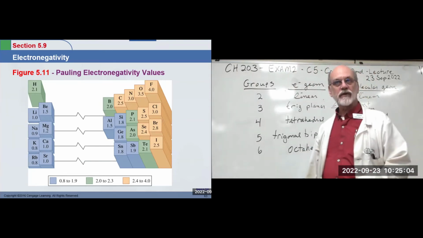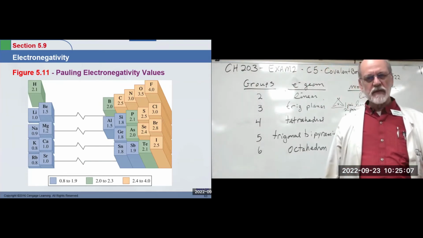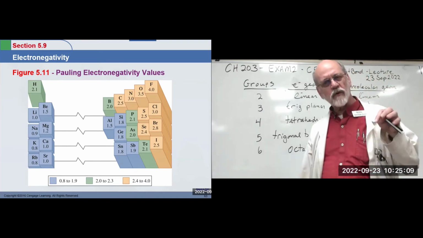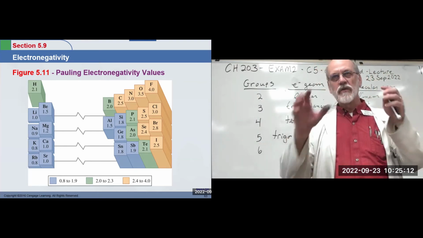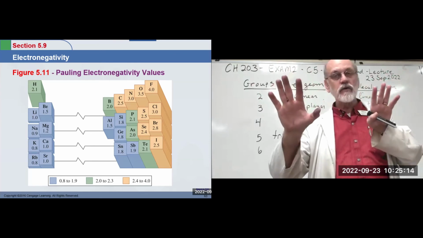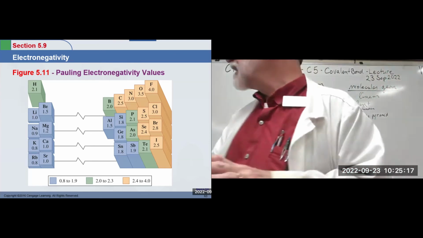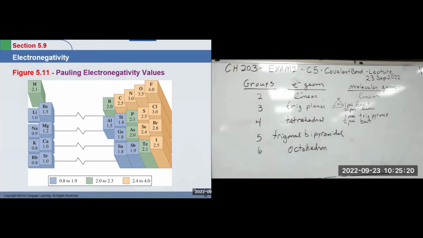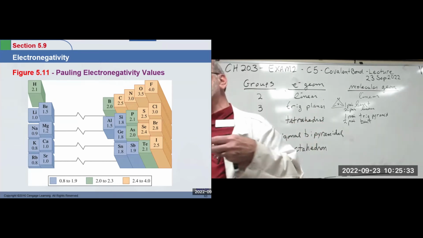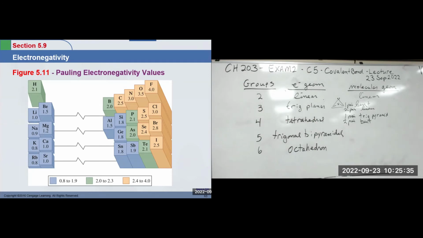And this is the most popular system. And it's not so important for the absolute value, but the relative value. So if you have a bond between lithium and fluorine, lithium's 1, fluorine's 4, so you know which way the electrons are going to be pulled. They're going to be pulled toward fluorine. And in fact, they're going to be pulled so strong toward fluorine that you get a complete transfer of electrons to fluorine, and you get an ionic bond.